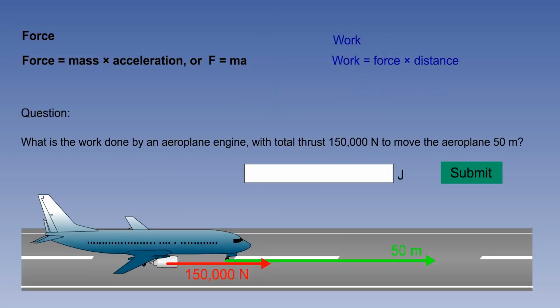A force is said to do work when it moves an object a distance. The amount of work done depends on the size of the applied force and the distance it moves the object. The unit of work is the joule. Calculate the work done in this question, type in your answer and click on the Submit box.